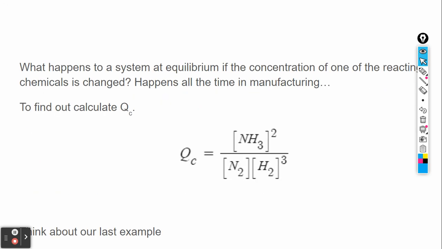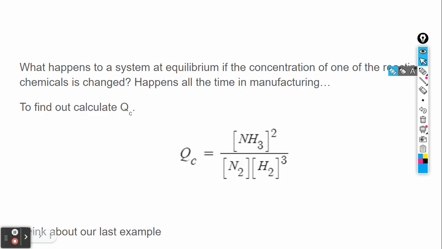So what happens to a system at equilibrium if the concentration of one of the reacting chemicals is changed? What would happen if we added more N2 or we added more H2? This is the sort of thing that happens all the time in manufacturing. Let's see what would happen here.